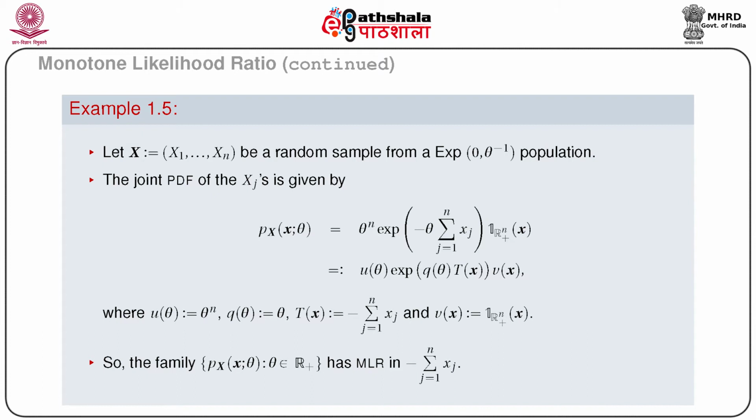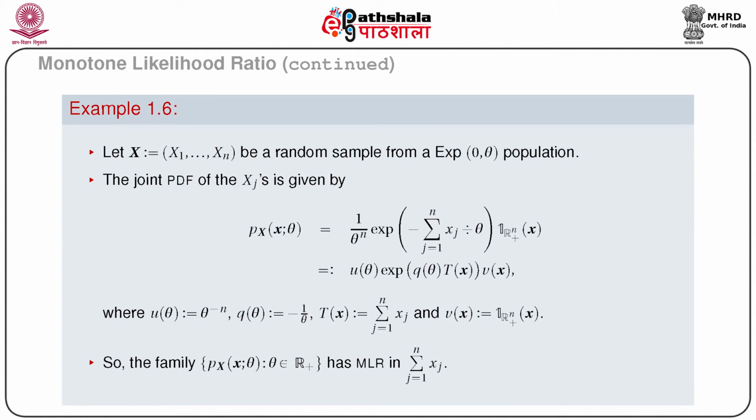We consider another example. Let x1, x2, ..., xn be a random sample from the population with PDF θe^(-θx), where x > 0. Here P(x,θ) = θ^n e^(-θΣxi), which is equal to θ^n e^(θ(-Σxi)) v(x), where we set v(x) = 1. Now, if we set u(θ) = θ^n, q(θ) = θ, and T(x) = -Σxi, then P(x,θ) has MLR in -Σxi.